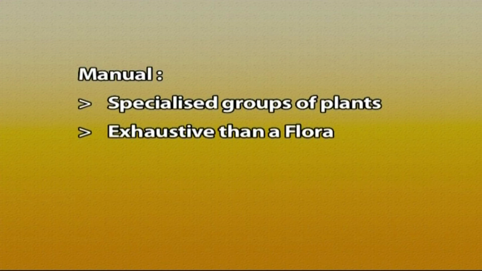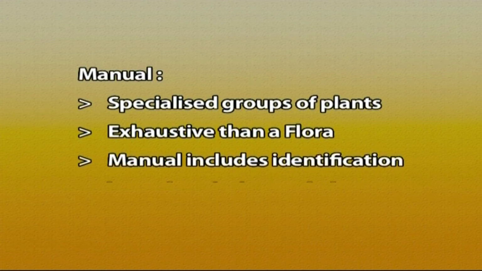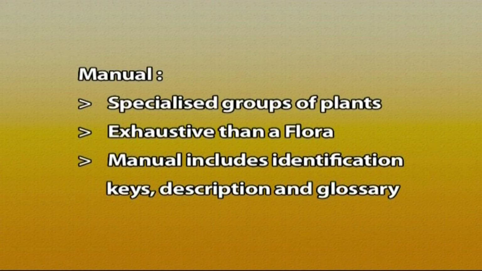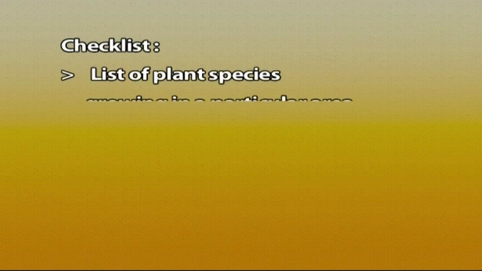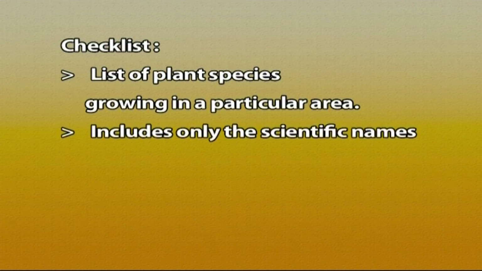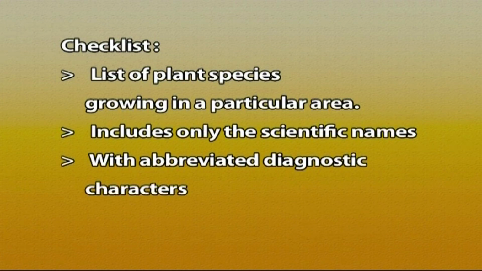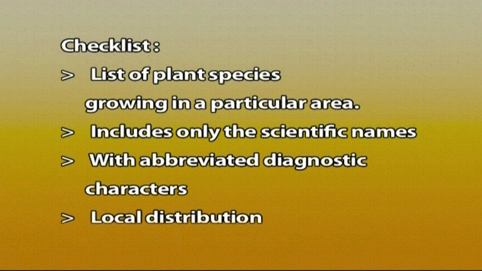In addition to flora, we have the manuals. What is a manual? It covers specialized groups of plants and is more exhaustive than a flora. A manual includes identification keys, description and glossary. The classical example of a manual is A Manual of Cultivated Plants by Bailey that was published in the year 1949. Then we have checklist. It basically provides a list of plant species growing in a particular area. The list includes only the scientific names along with abbreviated diagnostic characters and local distribution.